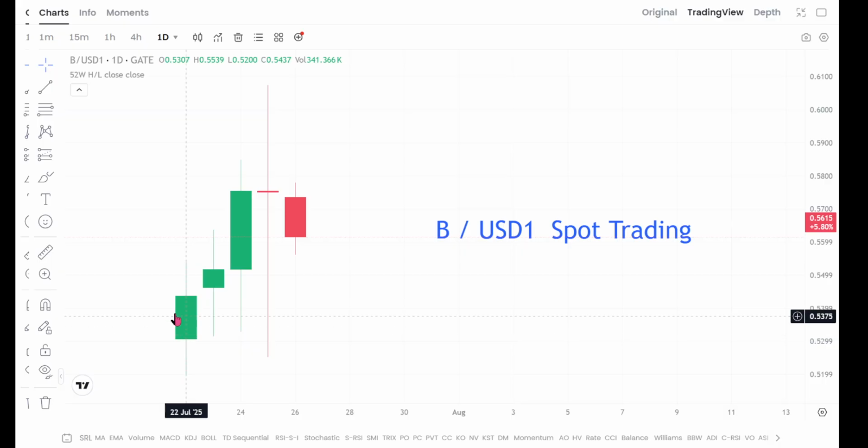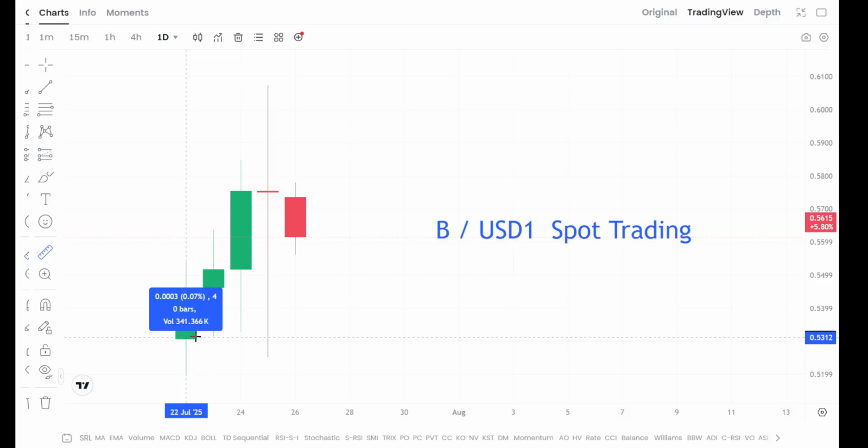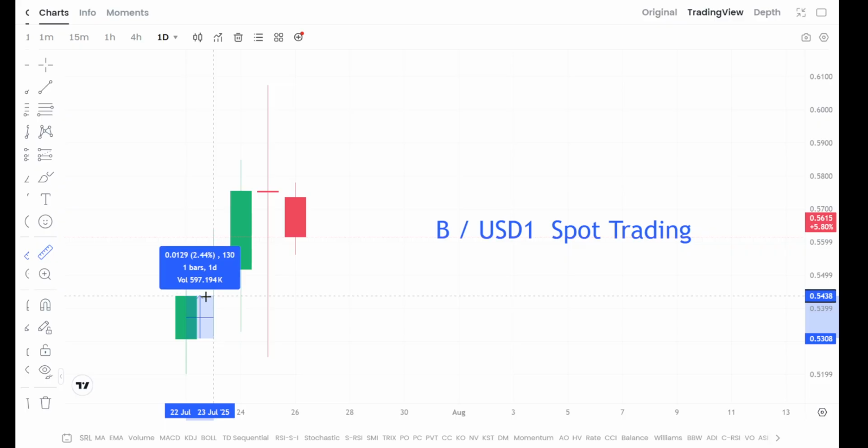The market price of USD1 was opened on 22 July 2025. This project was started on 22 July, and now today is 26 July. On the first day, 22 July, the market price of B was opened, and the market price went up and was closed higher. So the market price of B was open at 0.5308 USD1, and it was closed at 0.5436 USD1.